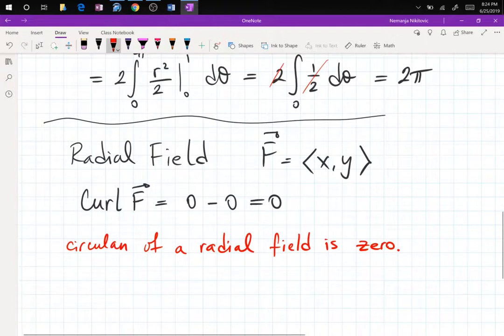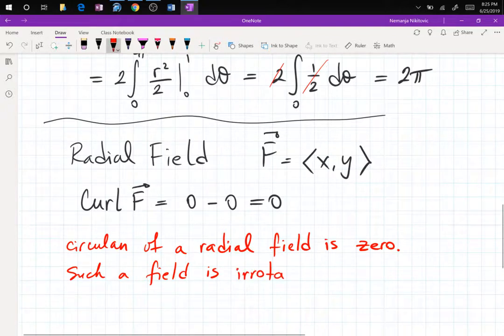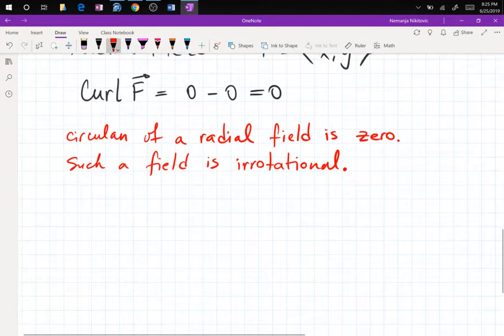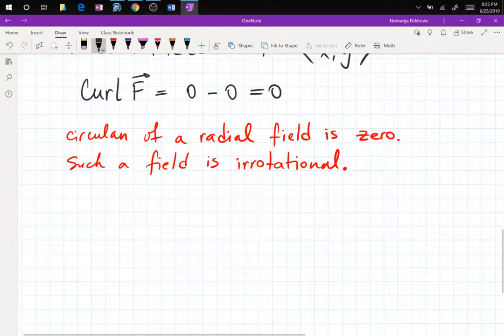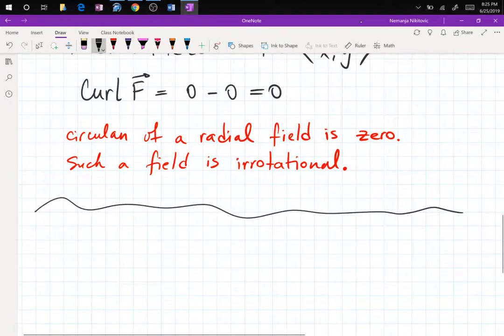So we will also say such a field is irrotational. That's what the name is. If curl is 0, the field is irrotational. There is no spin. Curl is 0. So that's the first half of Green's theorem.